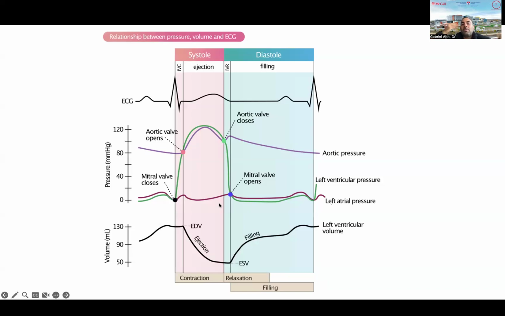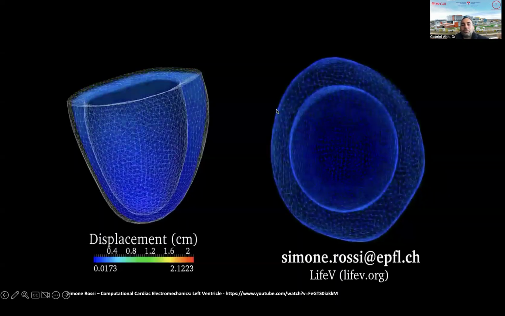So this graph should kind of be in your mind when you're assessing patient, and you should be looking at what are the problems? Do I have problems with my valves? Do I have problems with my filling? Do I have problems with my contractility? Do I have problems with the activation of my heart?